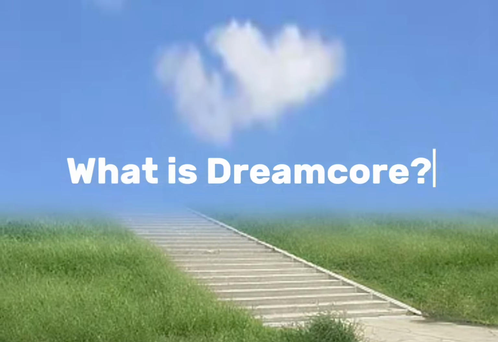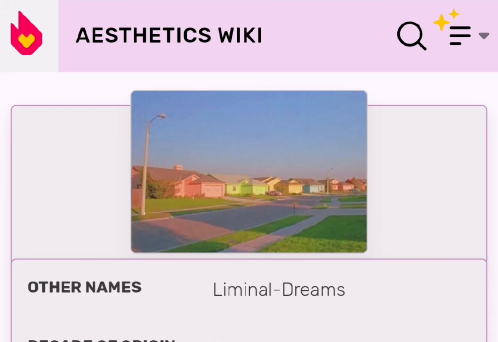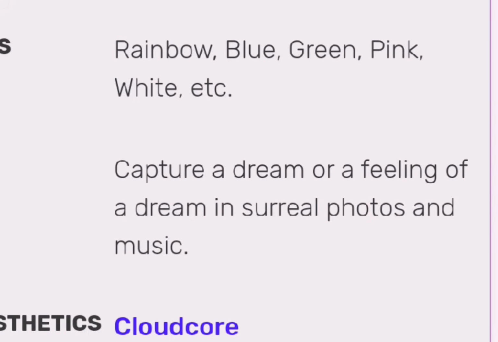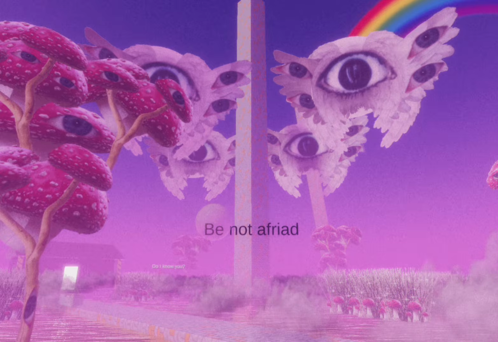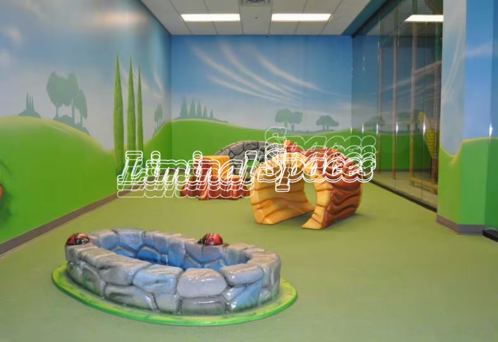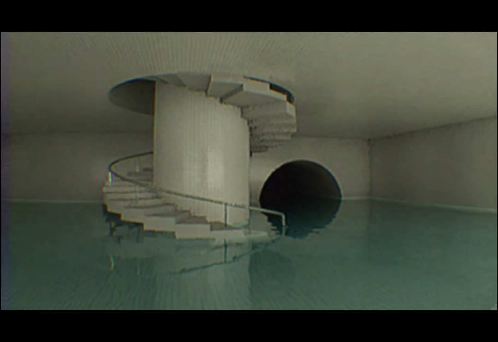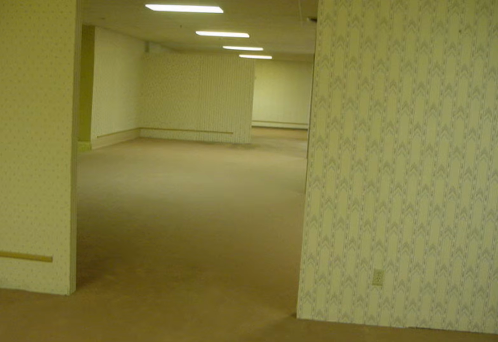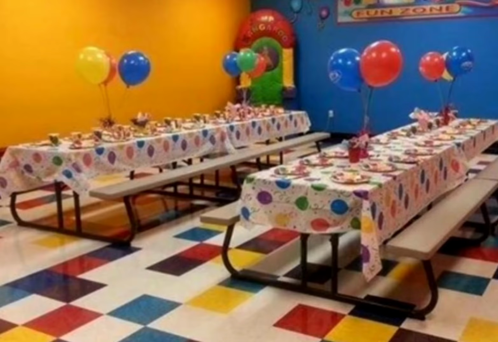So what is Dreamcore? Dreamcore is an aesthetic, and I'd even say it's an art form. It's supposed to represent the type of randomness and weirdness of things you would experience in your dreams. It typically uses liminal spaces as a sort of base to whatever will be edited or added onto it. Liminal spaces are places that feel very familiar and surreal. For example, this here is a liminal space.